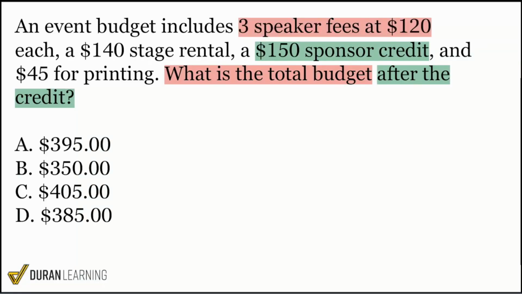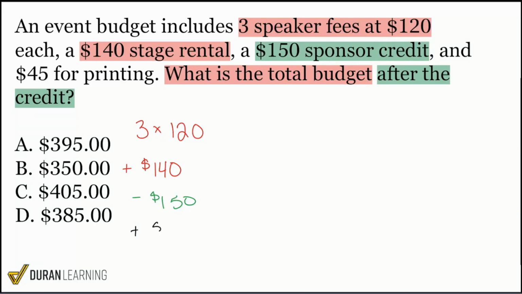3 speaker fees at $120 a piece. So that will be 3 times 120. We have $140 stage rental fee, which is going to be another add-on. So $140 just being added on. And then that credit is what we will take away. And then don't forget it, very easy to get it mixed up. We have $45 for printing. So we will incorporate that as well. That will be added on top because again, that is towards that budget.